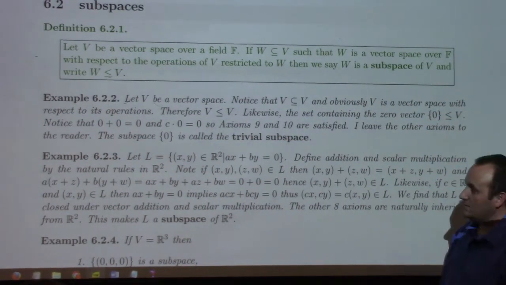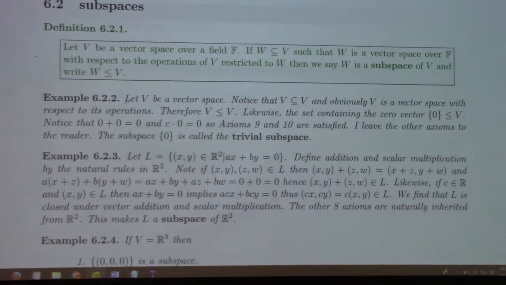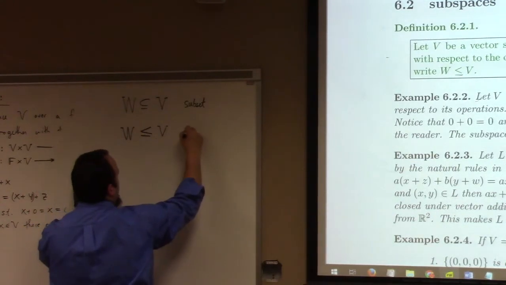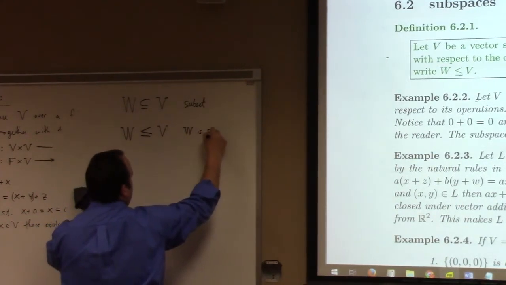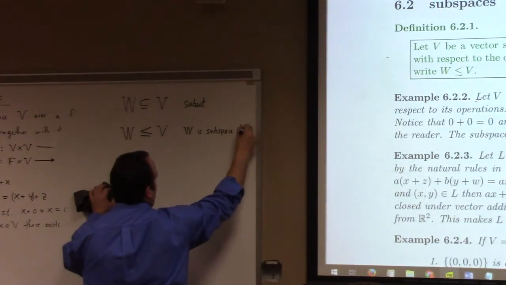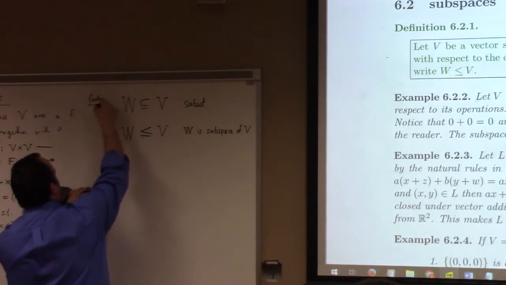The notation that I'm going to use in this class is W less than or equal to V. So watch out for this, okay? W subset of V in this class means subset. W less than or equal to V means W is a subspace of V, okay? So, caution. Easy to miss this if you're not paying attention.